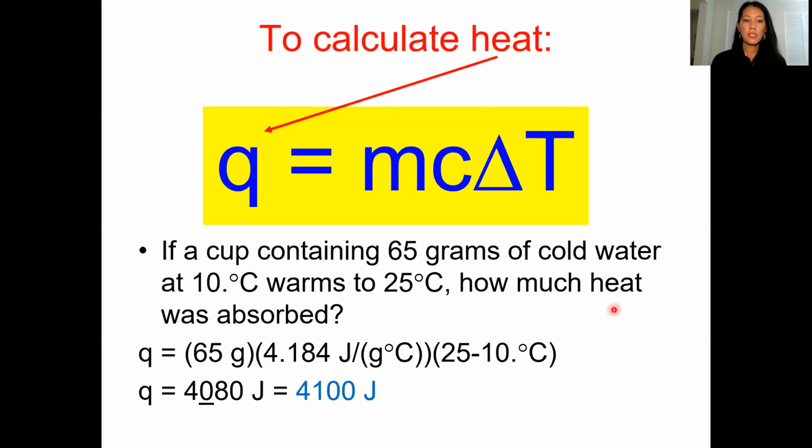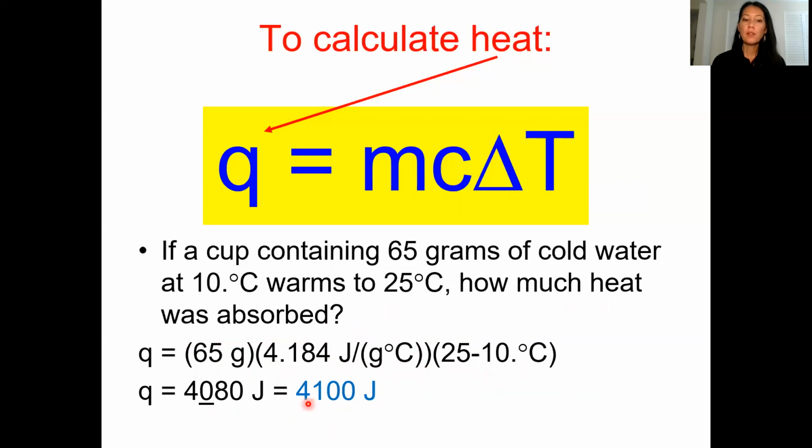Just using the equation, Q equals mc delta T. You plug in m, 65 grams. You plug in c, which would be given to you, or you can look at the chart. That's 4.184. And write all the units so you could track and see that in the end you'll end up with joules. And then T final, 25, minus T initial. Crunch the numbers, you get 4080. And this is out to 2 sig figs. So your final answer is 4,100 joules.